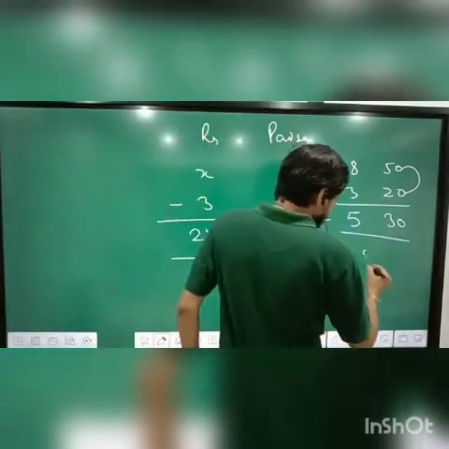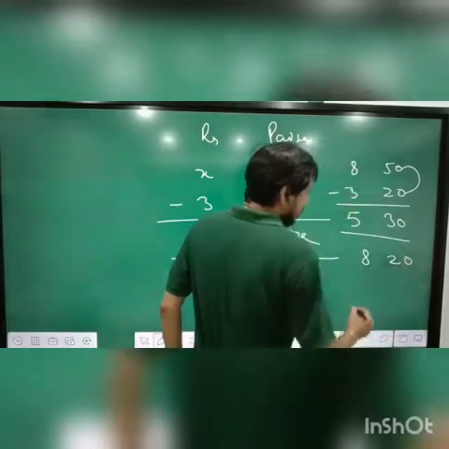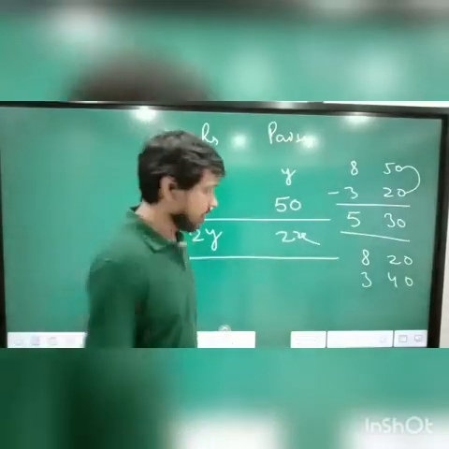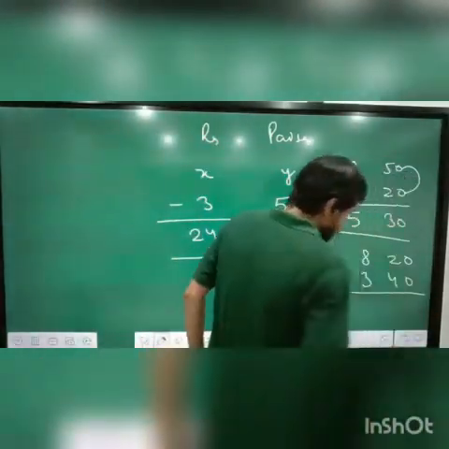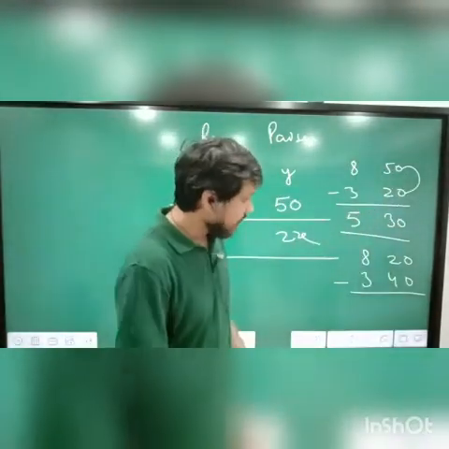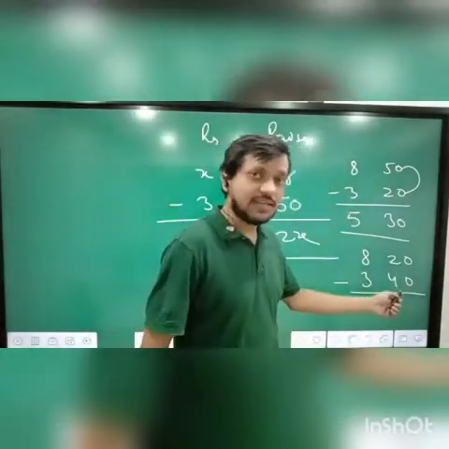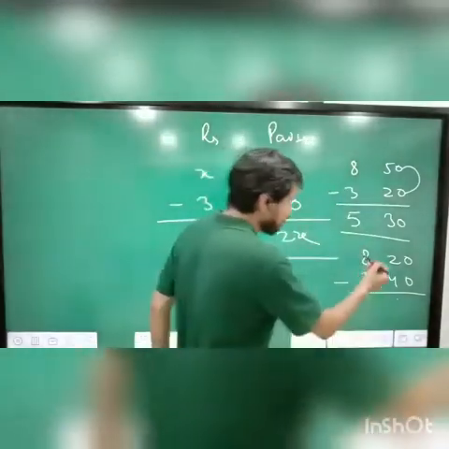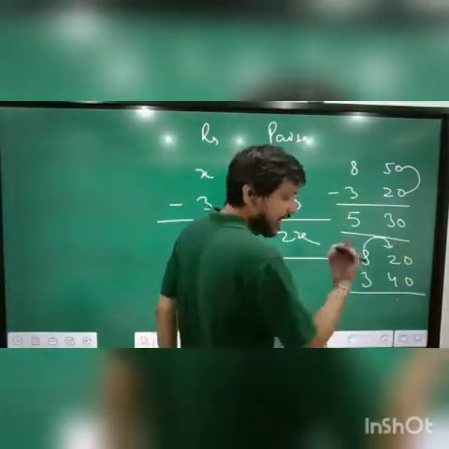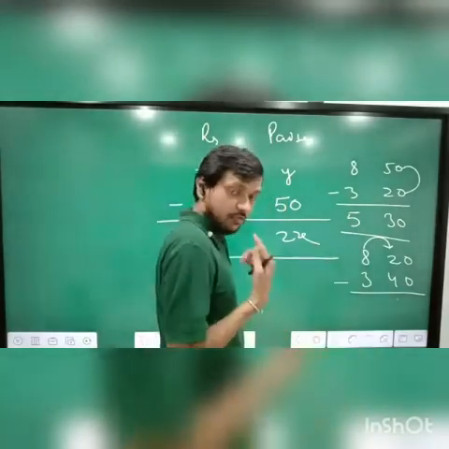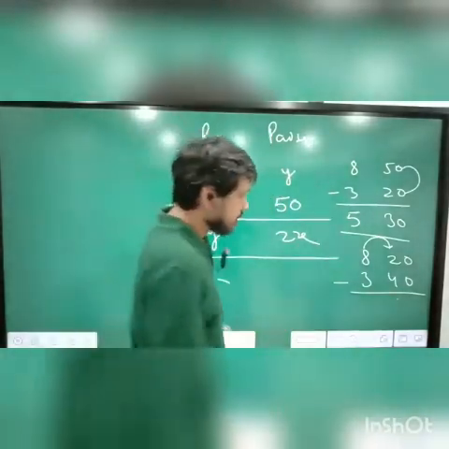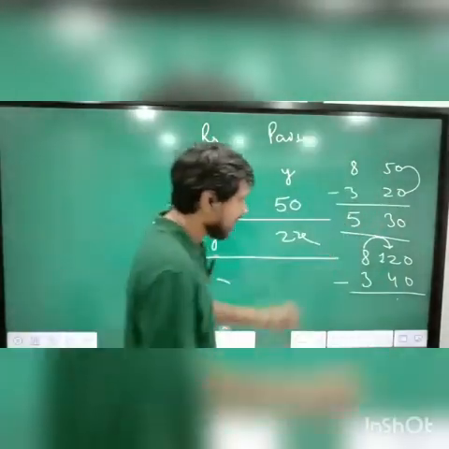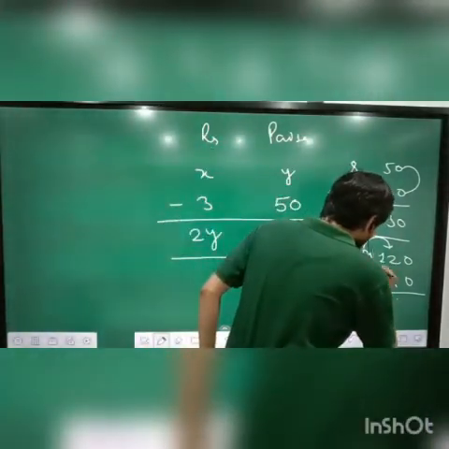But suppose I had 8 rupees and 20 paisa and I spent 3 rupees and 40 paisa. How much would I have left? In that case, what will I do? I have to take a carry over. Why? Because this 20 is less than this 40. I cannot write 20 minus 40 here. So I have to take a carry over. The moment I take a carry over of 1 rupee, the 1 rupee will bring 100 paisa.